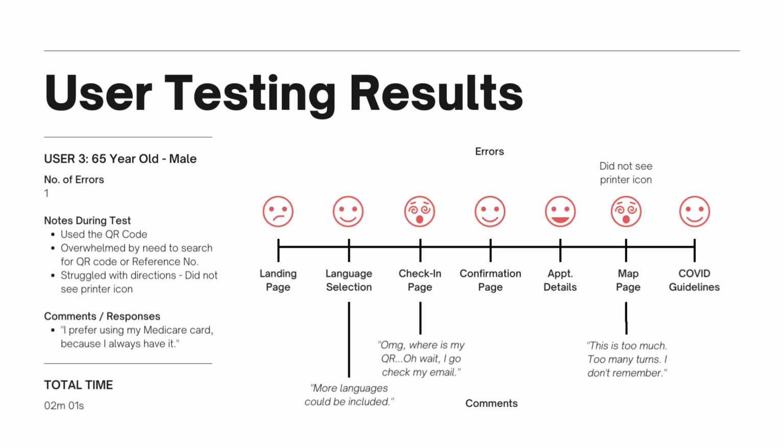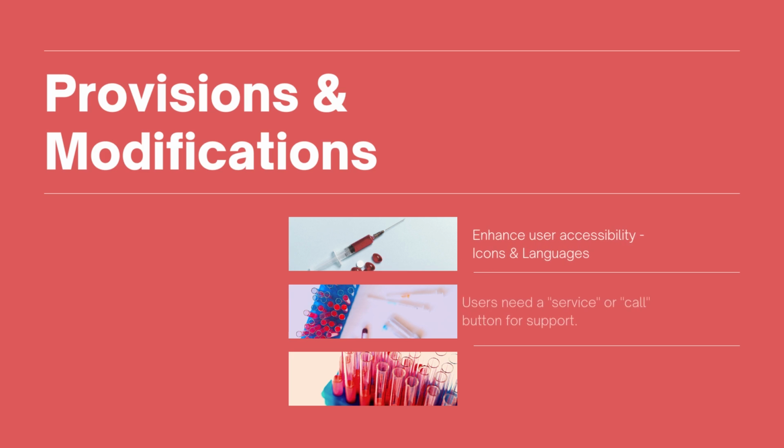Post user testing, he stated that he would have found it more efficient to simply add a Medicare option, as he finds that he always carries one on his person, and other testers agreed to this as well. And similar to the previous tester, he simply did not see the printer icon as well as understand it.